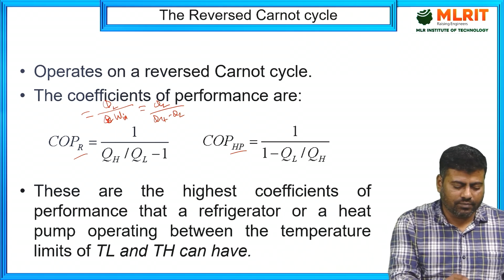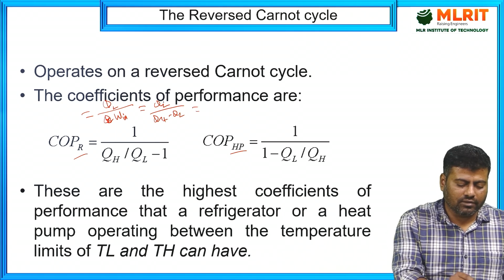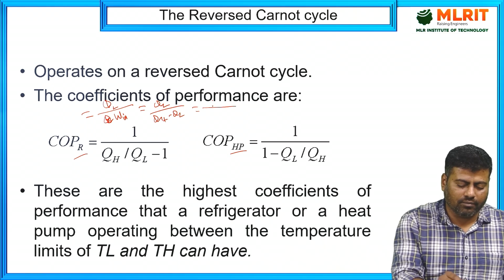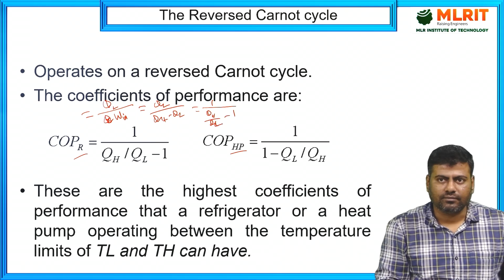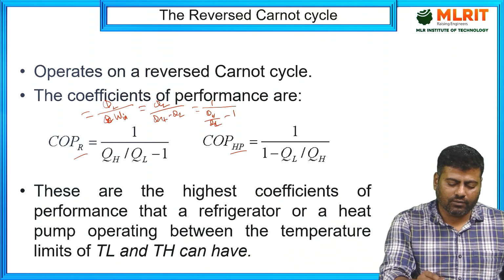For simplification purposes, we bring this QL to the denominator, so we get 1 by (QH by QL minus 1).